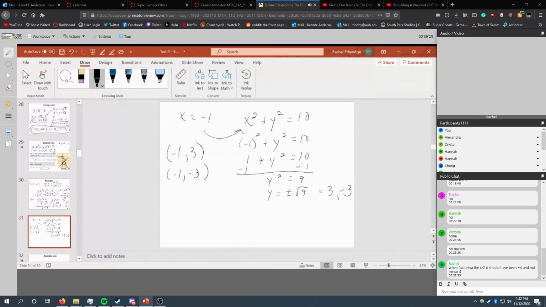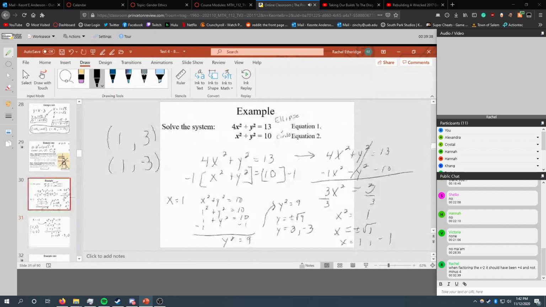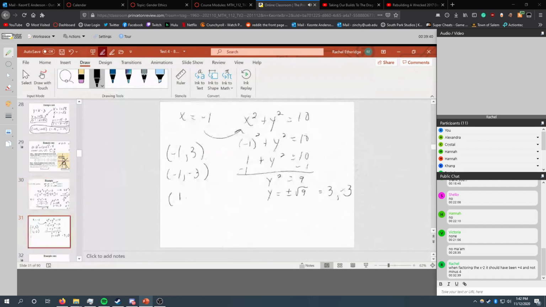So it's real important that you get all 4 solutions, and I'm going to show you why. So in the first set of solutions, we had 1, 3 and 1, -3. Then we have -1, 3 and -1, -3. All 4 of those are intersection points of these 2 problems.